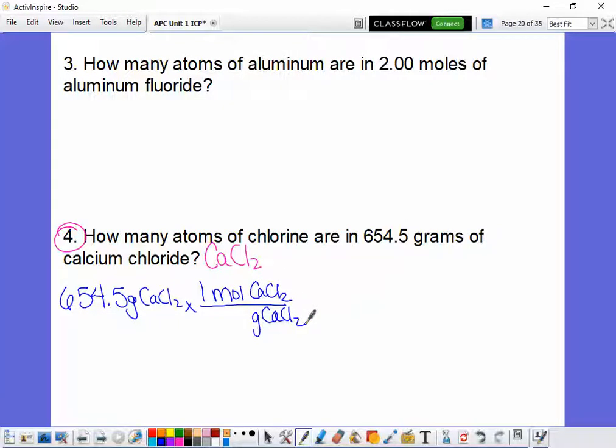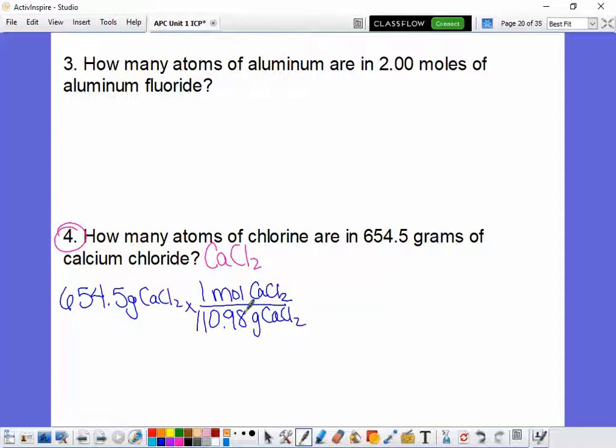So we're going to need the molar mass of that. Has anyone calculated it yet? What do you have as your mass for calcium? You did Ca2Cl, gotcha. It should be 110.98, right? Okay. And now that I'm at moles of calcium chloride, I want to get to atoms of chlorine eventually.